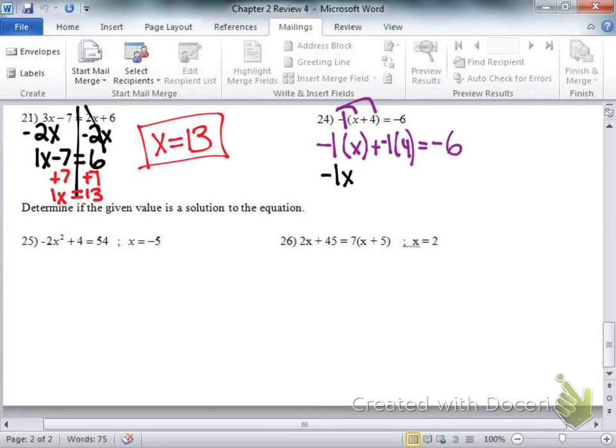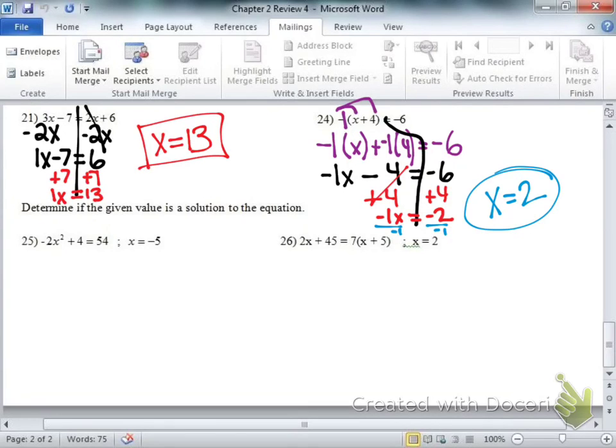I'm going to end up with negative 1x. I'll have plus negative 4. Well, plus negative 4 is the same thing as minus 4, and that's going to equal negative 6. So I got my line of equalities all cattywampus. All right, next I need to undo subtracting 4, so I'm going to add 4 to both sides. That gives me negative 1x equals negative 2. Then I'm going to divide both sides by negative 1. And x is going to equal 2.